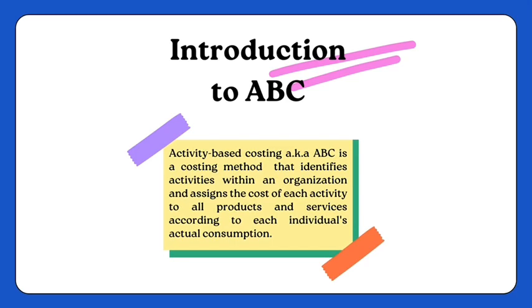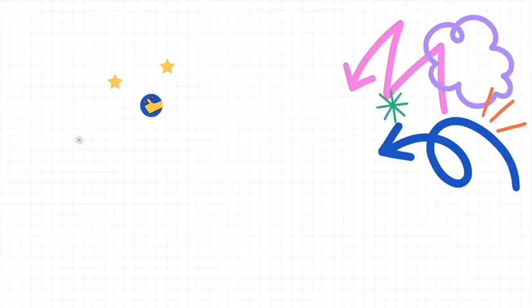Introduction to activity-based costing. Activity-based costing, also known as ABC, is a costing method that identifies activities within an organization and assigns the cost of each activity to all products and services according to each individual's actual consumption.